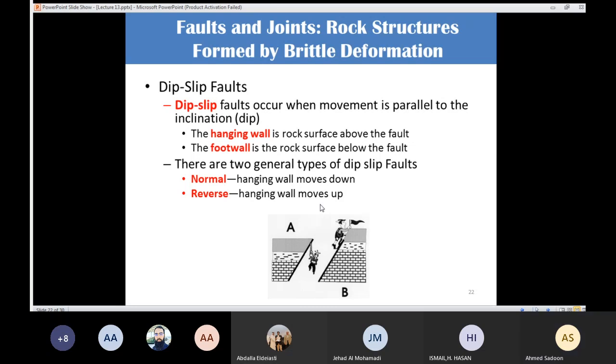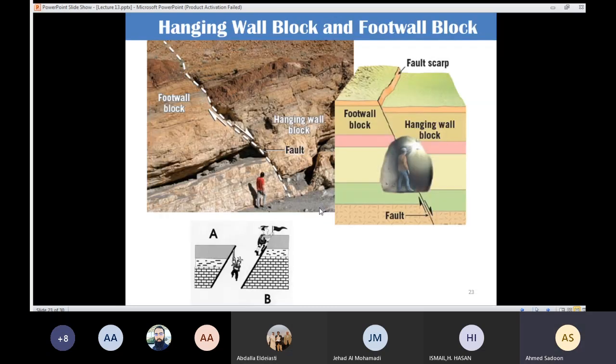So again, if you are stuck here, you should be able to know which one is going to be the hanging wall and which one is going to be the foot wall block. If I'm sitting here, if I'm going to go to the surface of that rock here, I need to hang something, hang a rope in order to help me to get there. Whereas if I want to get to the surface of that rock, I need to use my feet. So this one is the foot wall block and this one is the hanging wall block.